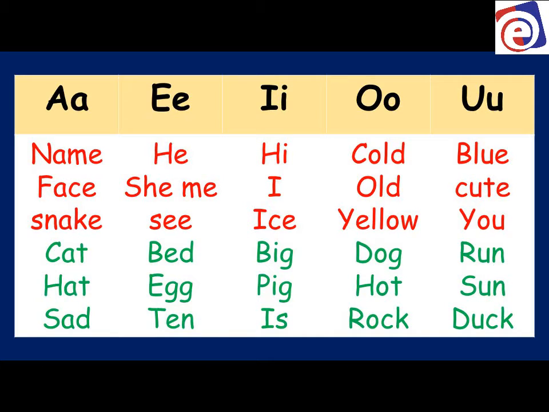Let's review the sounds of the 5 vowels. Okay, so middle slide. A, a. Name, face, snake, cat, hat, sad. E, e. He, she, me, see. Bed, egg, 10.